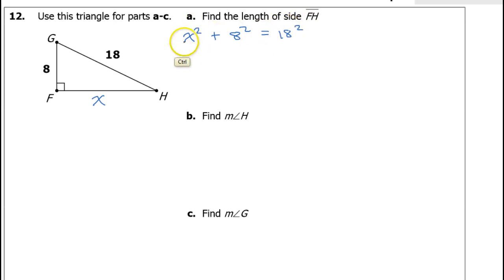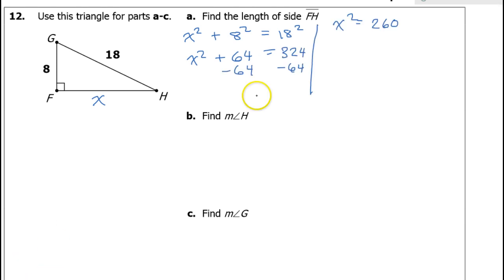All right, you might have learned a squared plus b squared equals c squared. Make sure that the c is the hypotenuse. Anyway, this would be x squared plus 64 is equal to 324. Subtract 64 from both sides. That gives you x squared is equal to 260. Then you have to take the square root of both sides. So x is equal to the square root of 260.